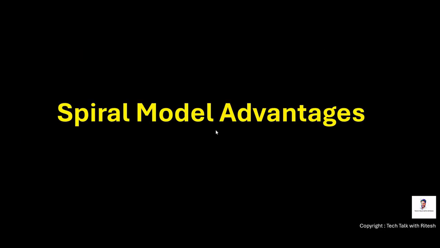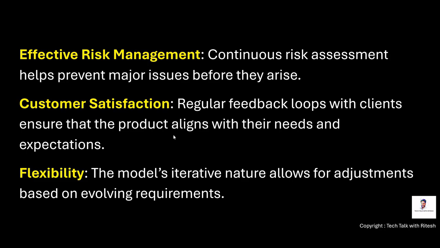Let's see the advantages of a spiral model. The first one is effective risk management. Continuous risk assessment helps prevent major issues before they arise. So risk management is like a continuous phase. That's why it's one of the advantages. Customer satisfaction. Regular feedback loops with clients ensure that the product aligns with their needs and expectations. Flexibility. The model's iterative nature allows for adjustments based on evolving requirements.